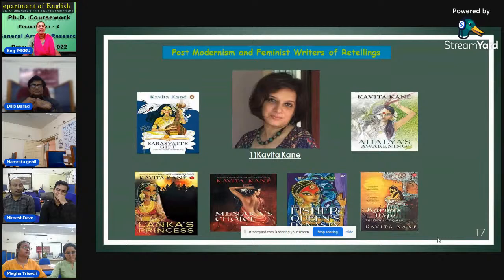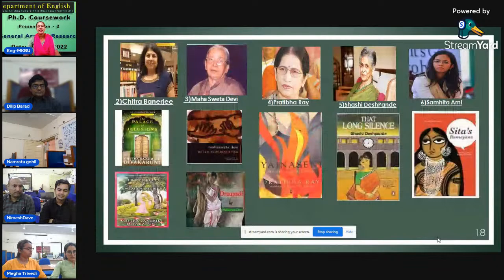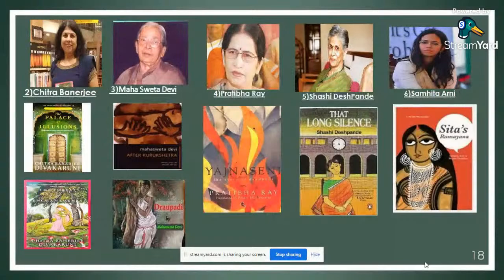Here, Saraswati's Gift, Lanka's Princess, and Ahilya are all related to the Ramayana. Fisher Queen's Dynasty and Karna's Wife are also written by Kavita Kane, and these are related to the Mahabharata. And here, other writers like Chitra Banerjee, Mahashweta Devi, Pratibha Ray, Shashi Deshpande, and Samhita Arani wrote their novels related to females and centralized female characters.